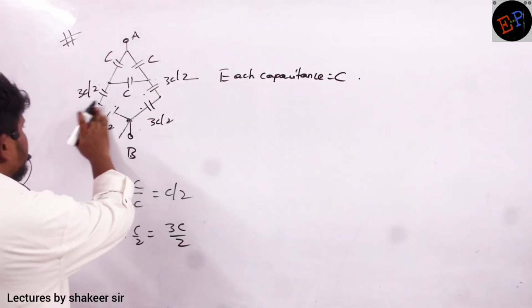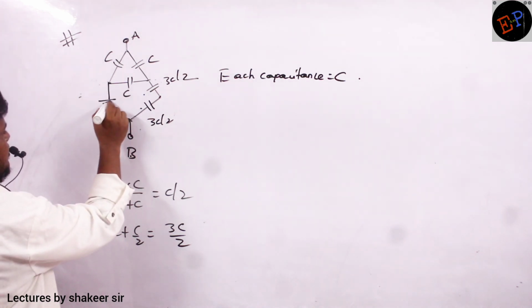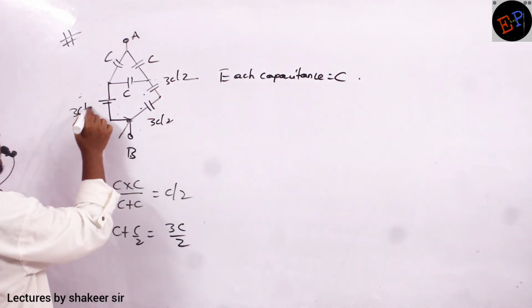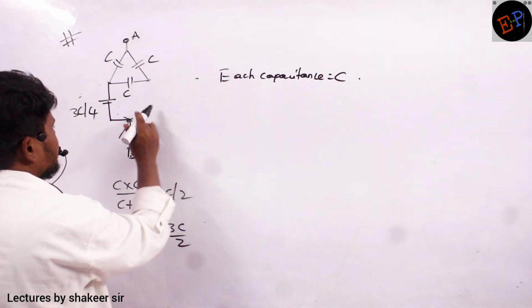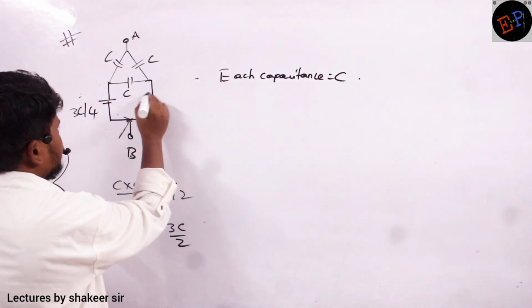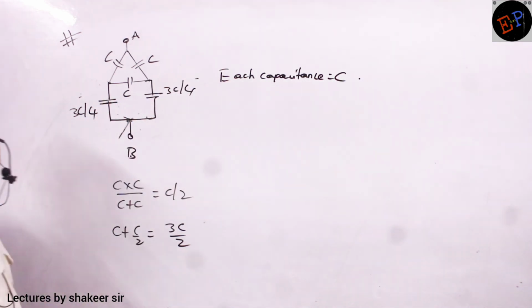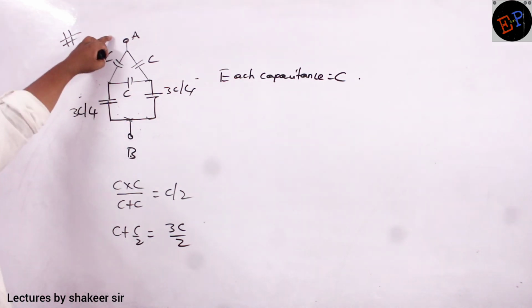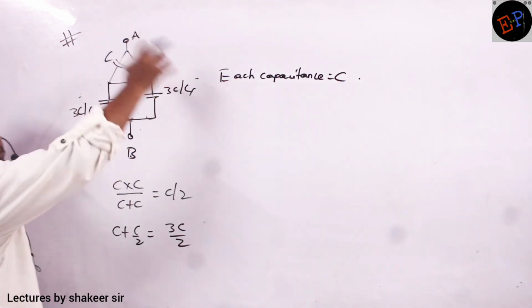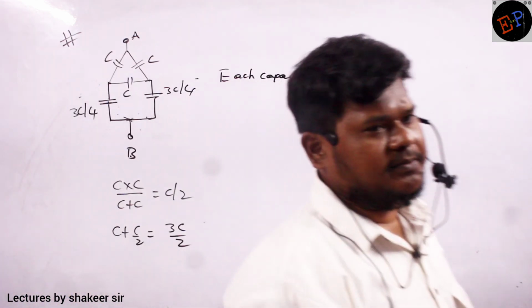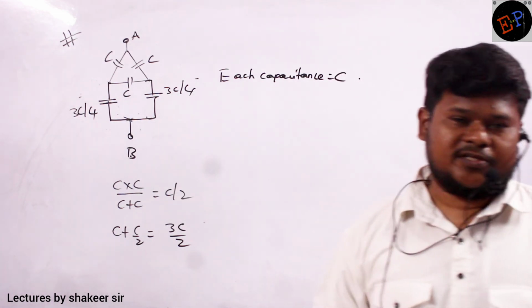Clear, no? So therefore, instead of these two, what can I write? Instead of these two, I can write a single capacitor whose capacitance is 3C by 4. Similarly, instead of these two, I can write a single capacitor of capacitance 3C by 4. I can write like this. Are you able to understand? Now this is terminal A and this is terminal B and this is the circuit. If you look at this circuit, what do you understand? This is a Wheatstone bridge.